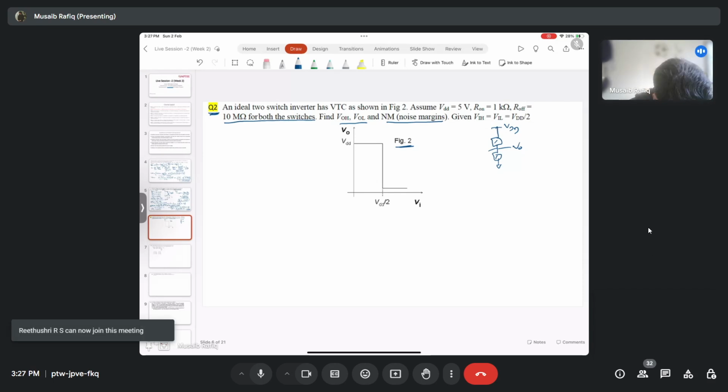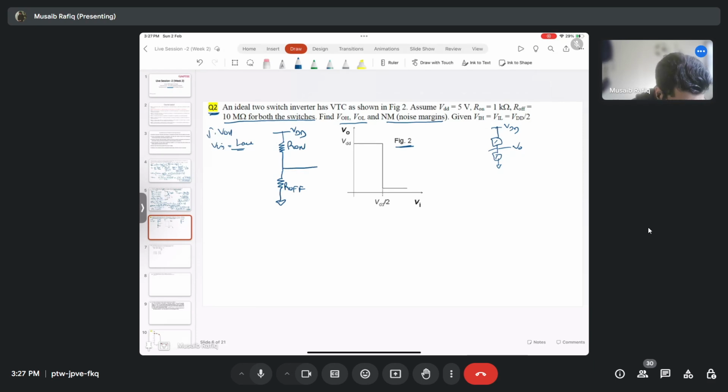So first we need to find VOH. VOH can be found when V in is pretty low, right? So when V in is low, my pull up network is on, having R on resistance, and my pull down network is off, so it is having R off resistance, and this here will be VOH, right?